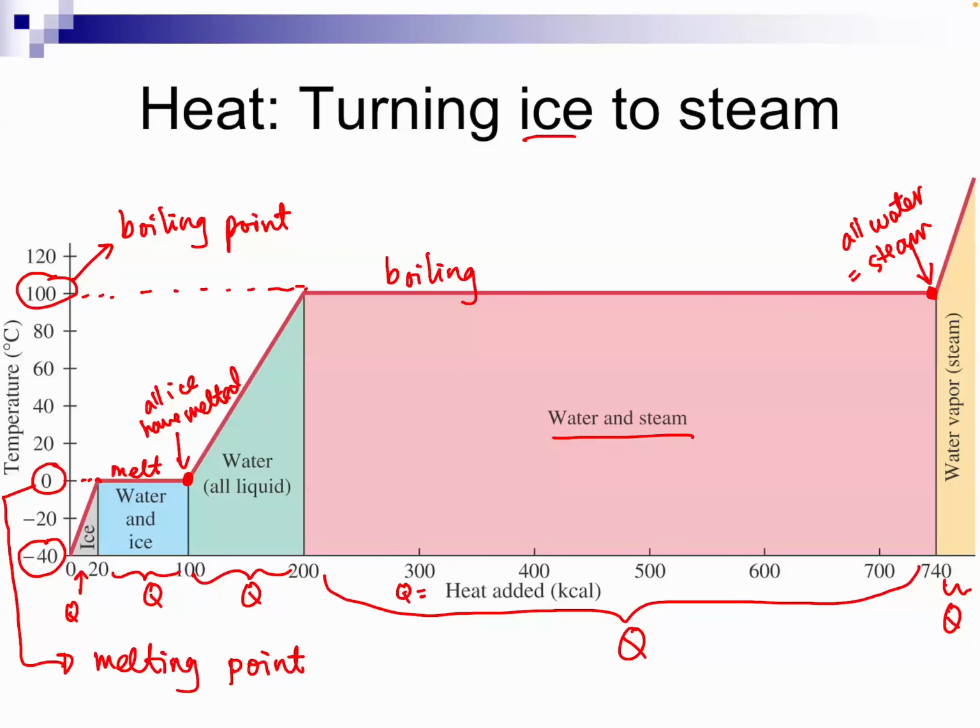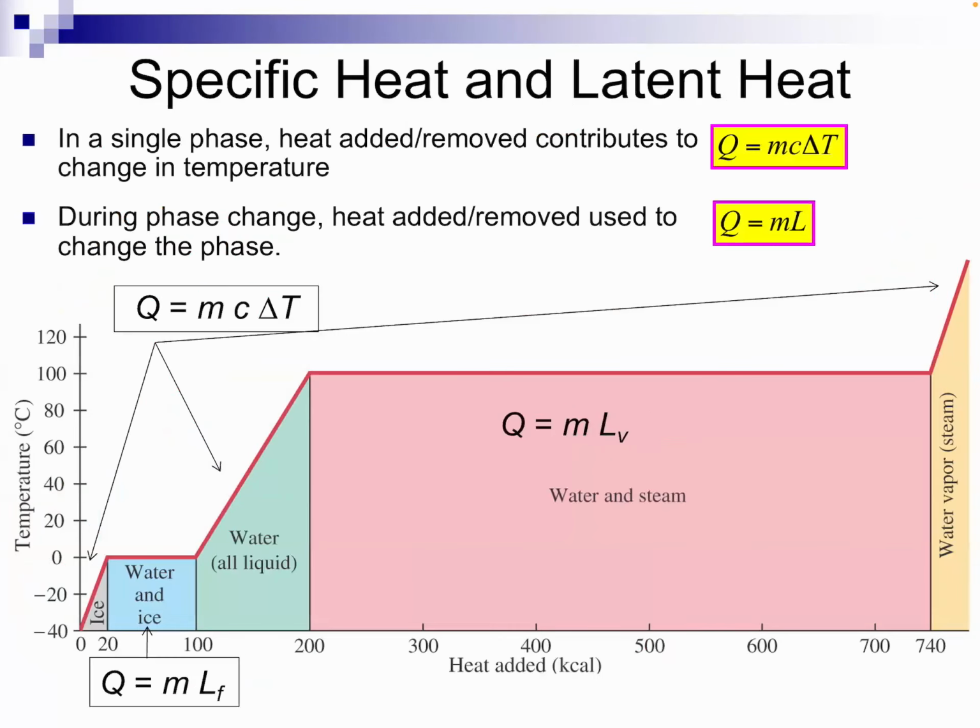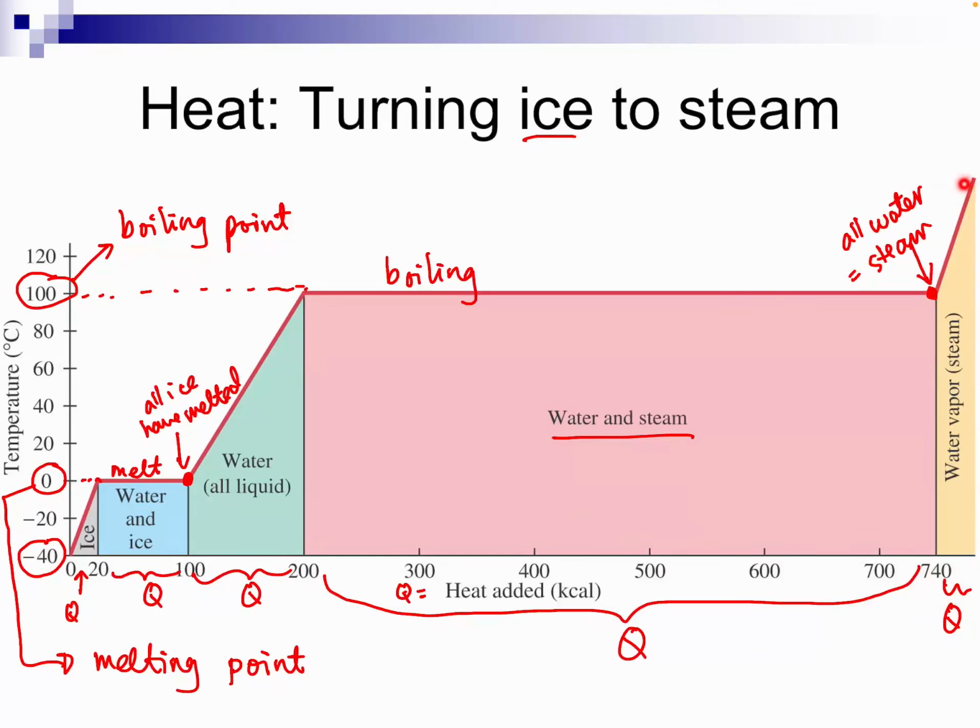You can also start from steam, take away heat, right? In the reverse process, instead of adding heat, you're taking away heat. So if you start from steam and you take away heat, then steam will decrease its temperature up to the condensation point, in which case you have condensation, change of phase, and any heat removed will condense steam to water, right? If you remove until all steam has been converted to liquid water.